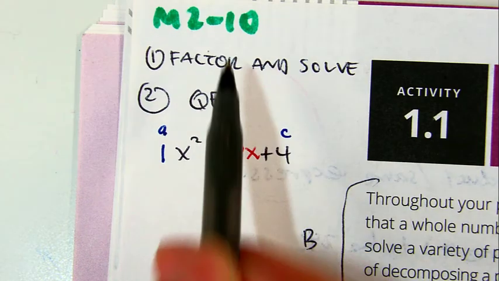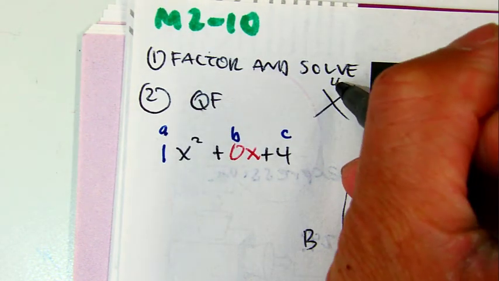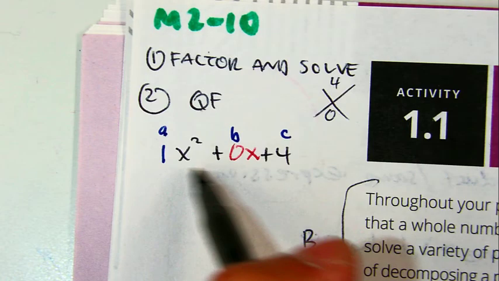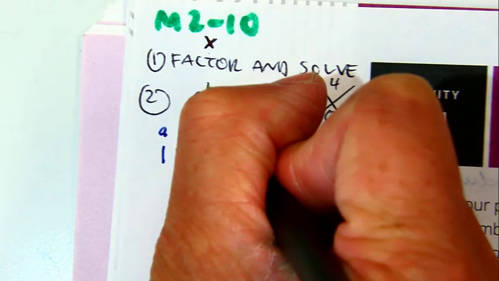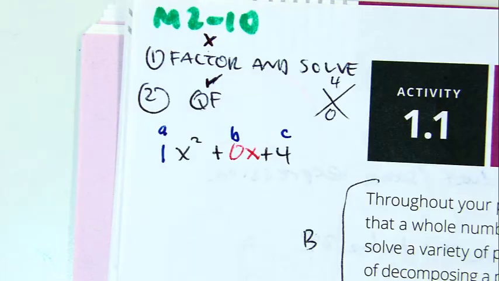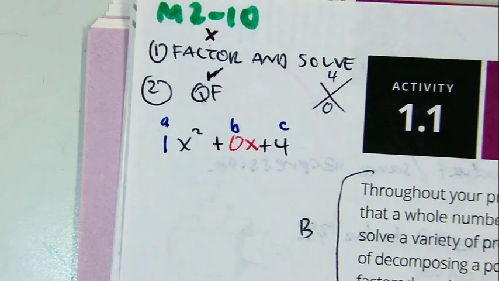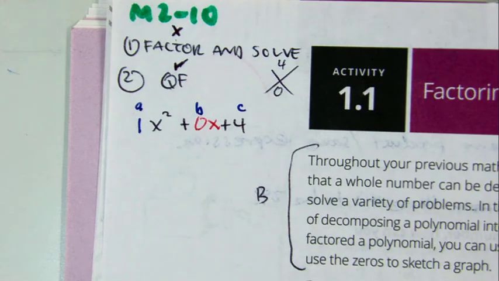Class, can we factor it? Are there 2 numbers that multiply to be 4 but add to be 0? We would say it is a prime factor, which means that you cannot solve this by factoring. You're going to have to use the quadratic formula. The quadratic formula, although it's very long, it will always work. Oscar, tell us the quadratic formula.